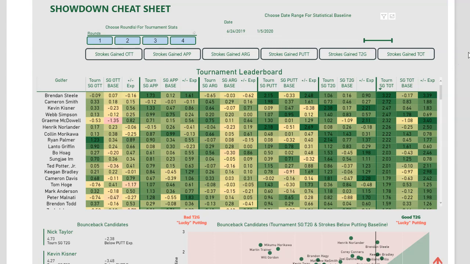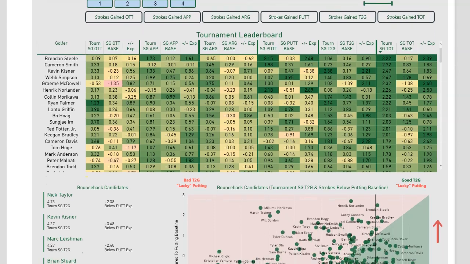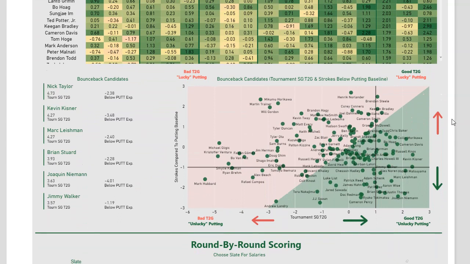Now, because that is a lot of information to throw at you, what I tried to do is create this graph right here, which I'm calling bounce back candidates, which essentially means which guys I think got unlucky for 1 round or unlucky for 2 rounds. Who is most likely to bounce back? The idea behind this is, because putting is so volatile, that's usually the stat that tends to bounce back the quickest. So I want guys that are playing really well tee to green, but are losing strokes well below their baseline in putting.